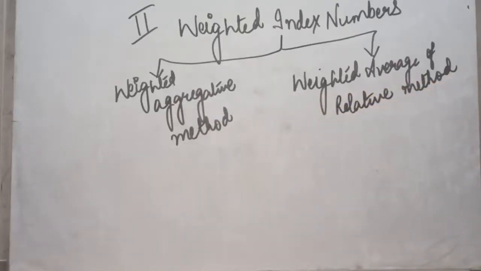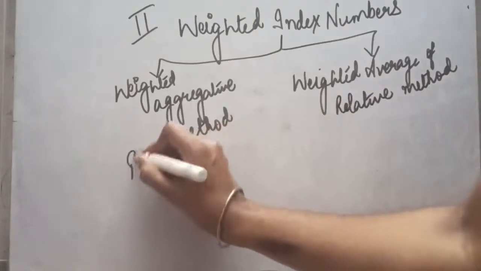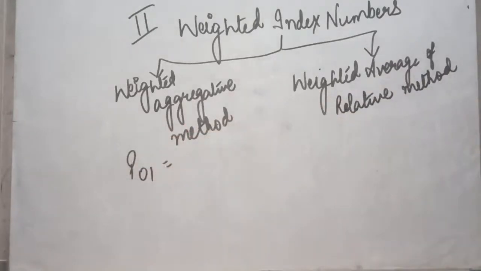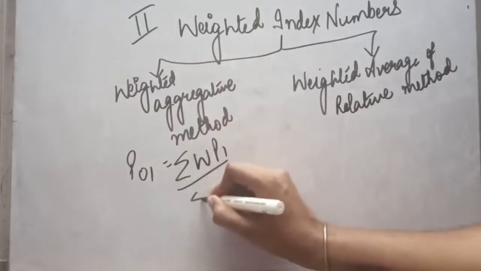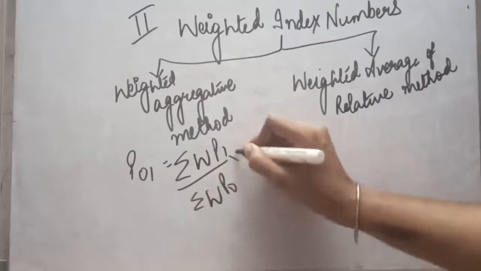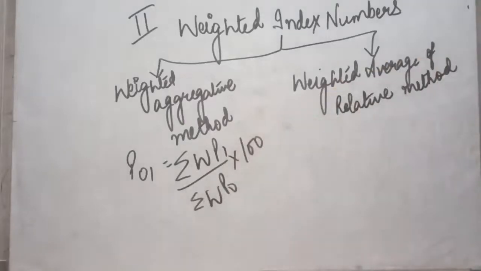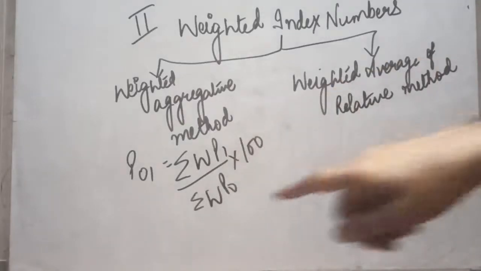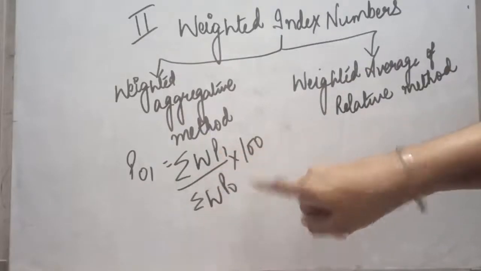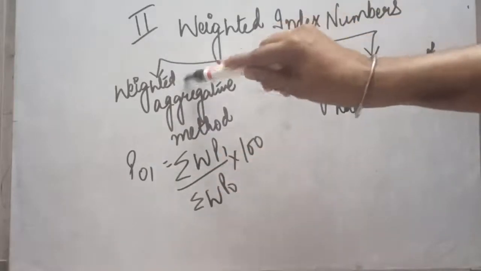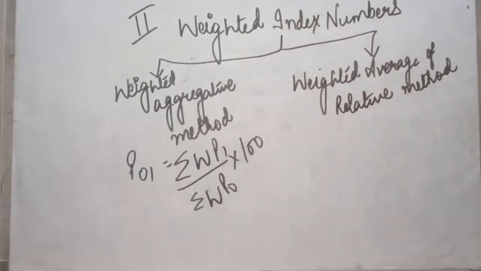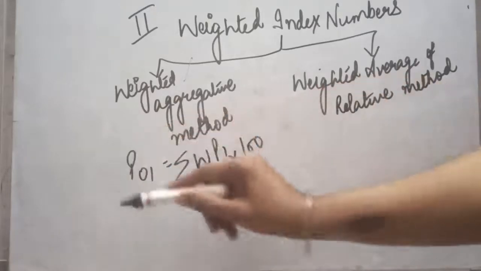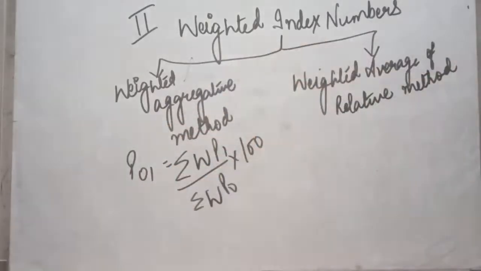Now in case of weighted aggregative method, the simple formula to calculate our price index is sigma WP1 divided by sigma WP0 into 100. If you remember the simple aggregative method, their formula was sigma P1 divided by sigma P0. But here, as it is a weighted method, we will have to multiply P1 with W, P0 also with W, and multiply the same with 100. So this is the simple method of weighted aggregative method.